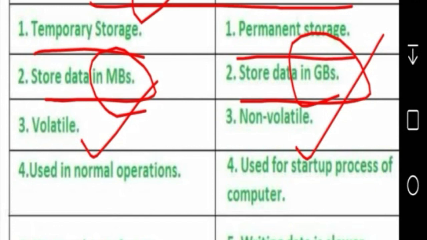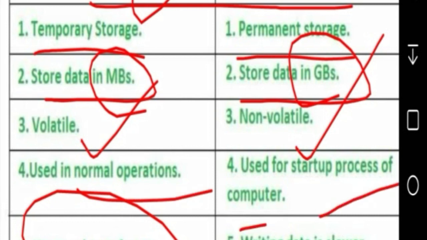In RAM, writing data is very fast, and in ROM, writing data is slower. And another point, RAM is used in normal operation, but ROM is used for the startup process of the computer.